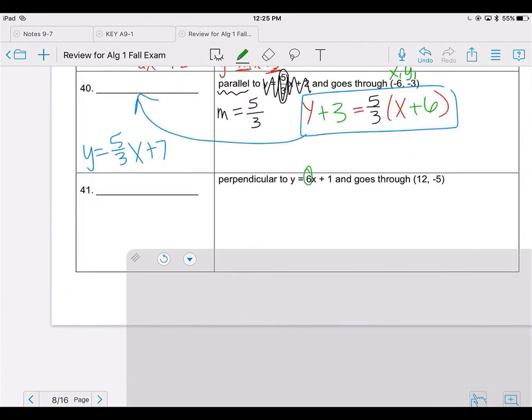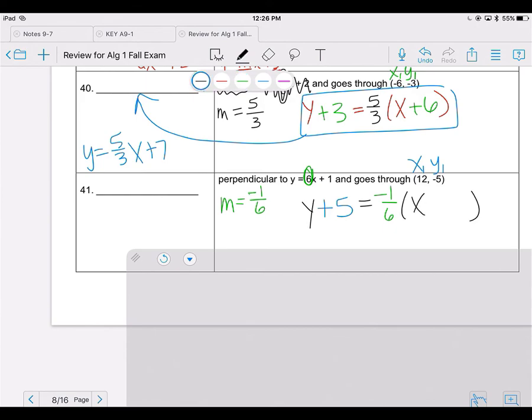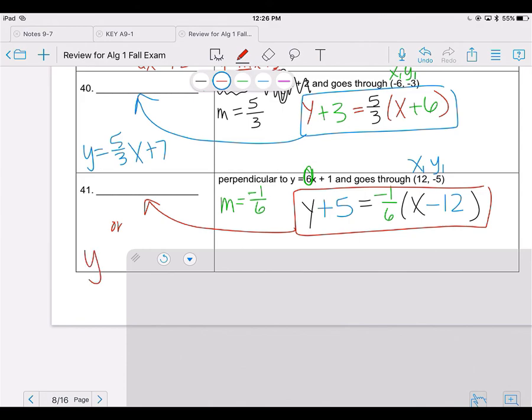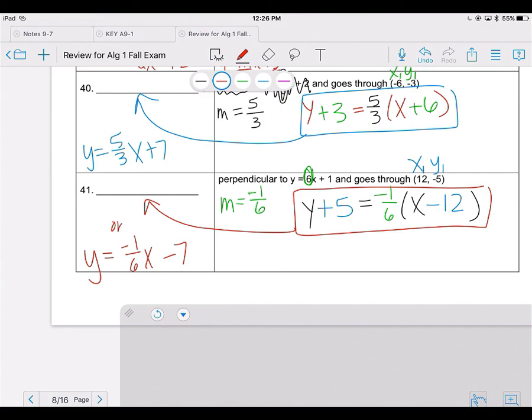41 wants something perpendicular. So perpendicular means we have the complete flip, the opposite slope. And it's going to go through this point 12, negative 5. So y opposite of my y point equals m times x opposite of my x point. Again, they did not tell us that we need to convert it, so we can put that as our answer. Or if you've already done it by hand, you should get negative 1/6 x minus 7. But again, they did not tell us we had to solve further, so that's where we can stop on those problems.